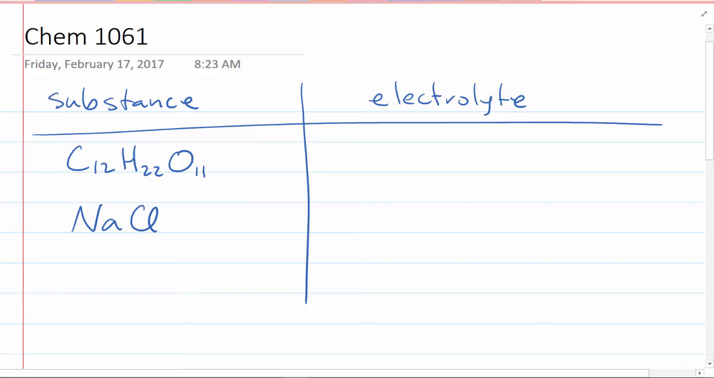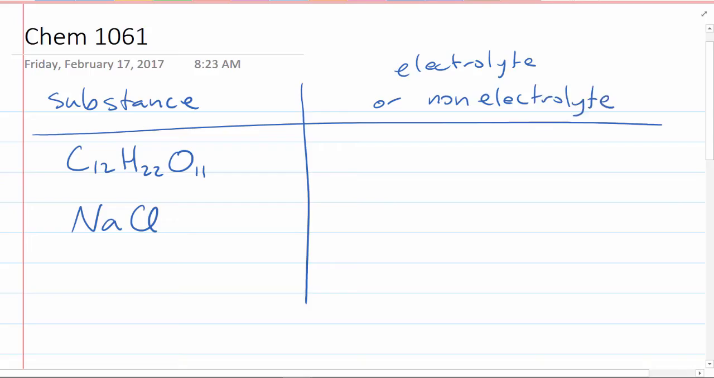So I think what we'll do is we'll label this column as electrolyte or non-electrolyte. And here's how we define electrolyte. You probably want to write this down. We define electrolyte as a substance that conducts electricity when dissolved in water. An electrolyte is a substance that conducts electricity when dissolved in water.